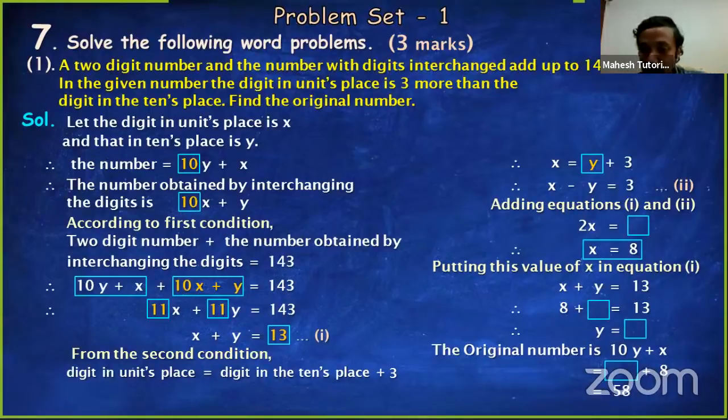In the next step, x plus y equal to k is taraf aaya, so it is minus y is equal to 3. So now both the equations are ready, students. That is x plus y equal to 13, the first equation, and x minus y is equal to 3, that is the second equation. Then the next step, students, we are adding equation 1 and 2.